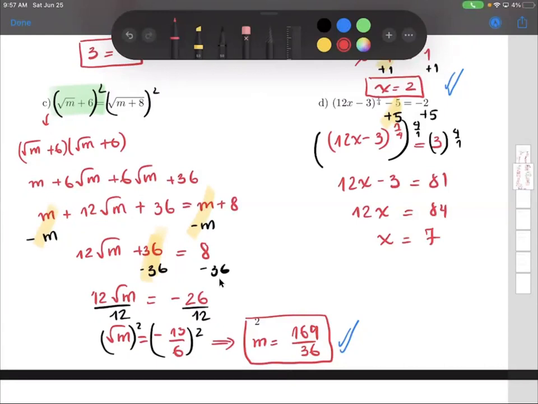All right, let's check your answer. Plug in 7 for x. So 12 times 7 minus 3. That's 81. The 4th root of 81 is 3. 3 minus 5 is negative 2. Yes. And you can use your calculator to check. I showed you how to do that in the lecture notes. Okay, you can go back there and rewatch the video.